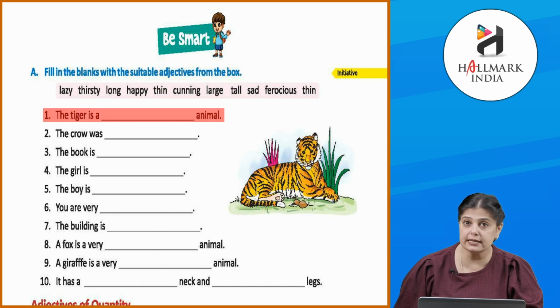To tiger kaisa animal hai? Ferocious. Okay, the crow was, how was the crow? Thirsty. Okay, the book is, what's the book here? Batao. The book is large. Okay, badi book hai. Theek hai, to aise hi aapko jaldi jaldi ye baki sentences ko answer karna hai.